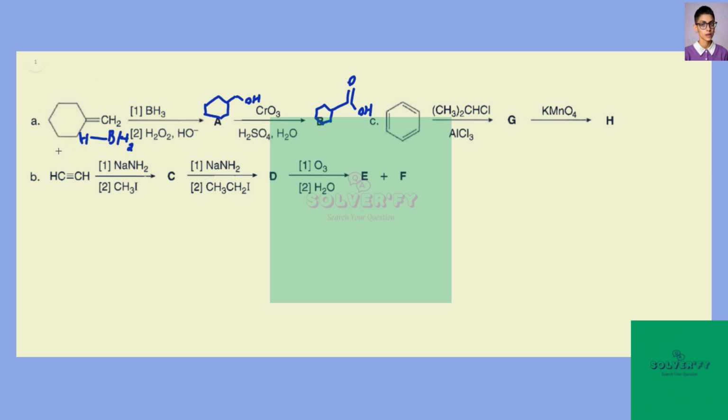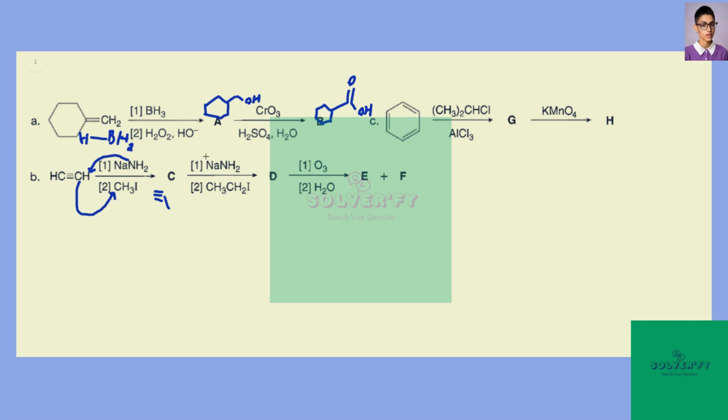Now in B, we have an alkyne. This alkyne is going to be deprotonated by sodium amide, which is going to pick up this proton, making this a carbanion, which can then do a backside 180 attack on our electrophilic alkyl halide to yield us compound C, which is now an extra carbon being added to one side of our alkyne.